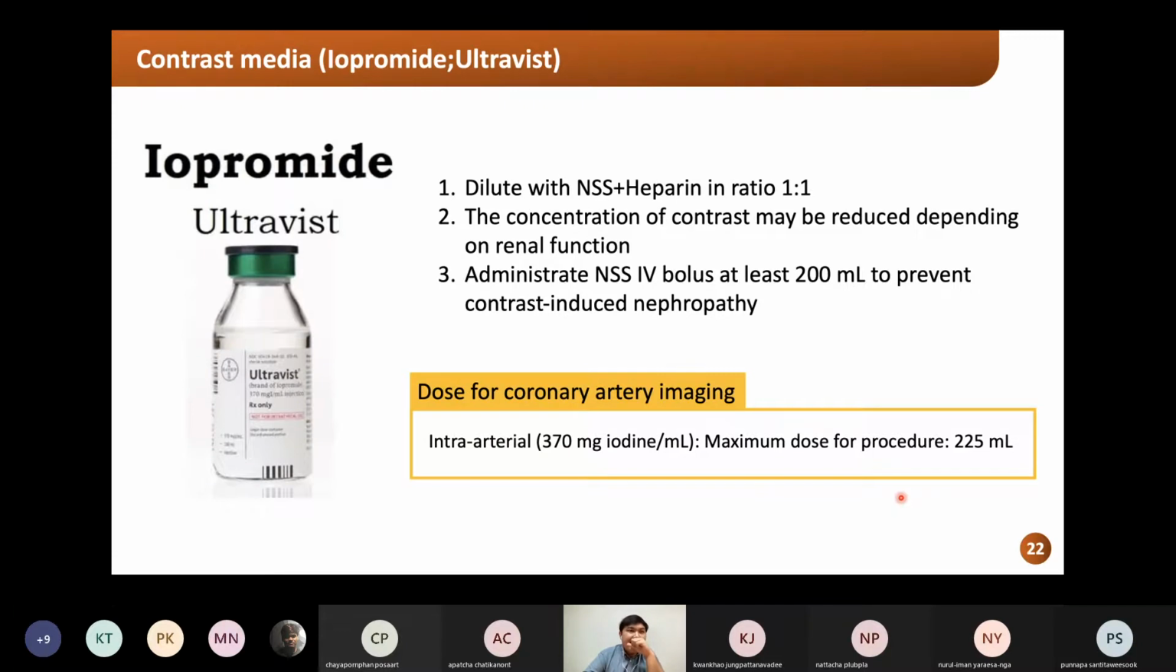And the last one of the pharmaceutical agent section is about contrast media.